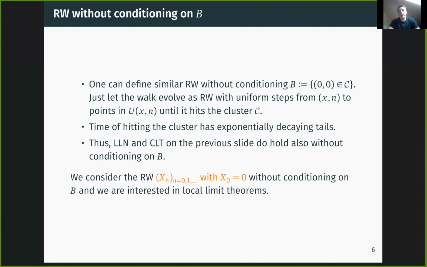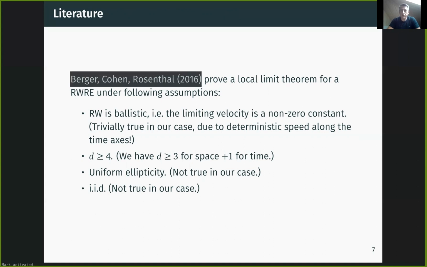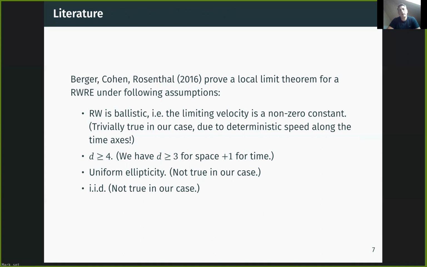What we are interested in are the random local limit theorems for this random walk. In the literature, there are some local limit theorems in random media. We have discussed them in the paper. But the main inspiration, the main source of ideas, is this paper by Berger, Cohen, and Rosenthal. They have proved a local limit theorem for a random walk in a random environment. And their assumptions are the following.